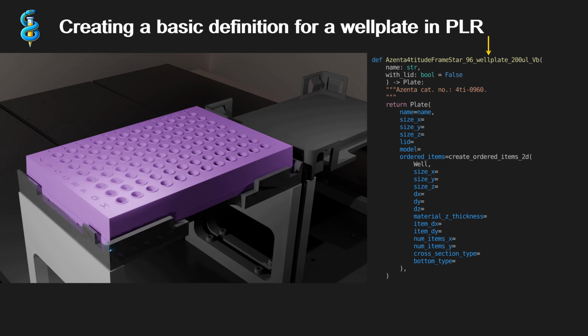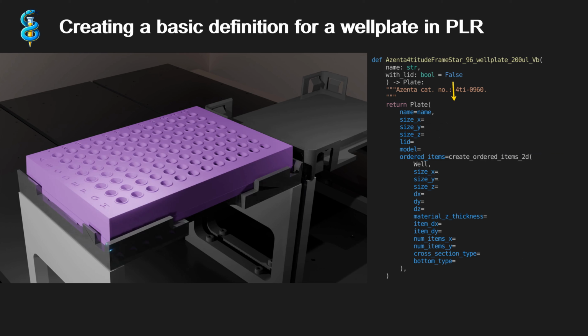Then we read that the resource is a type of well plate, with each well having a maximum utility volume of 200 microliter, and that each well has a V-shaped bottom. Finally, in the docstrings of a well plate function, we can find further information that is useful for knowing what well plate is being defined. At the very minimum, the docstring must contain the original manufacturer catalog number, but ideally the docstring contains additional information regarding the material properties of the well plate and the automation standards that it adheres to.